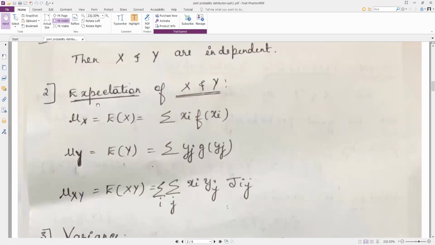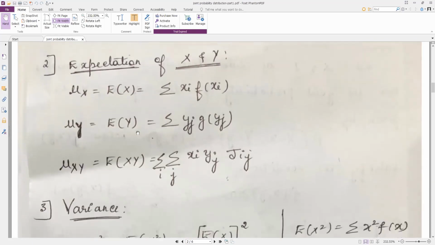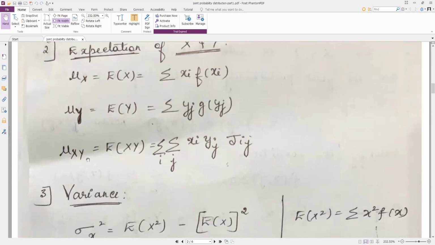Now, the next formula is expectation of x and y. What do you mean by expectation? Mu x, another symbol is E of x. The formula for expectation is sigma xi into f of xi. Similarly, expectation of y, that is E of y, is given by sigma yj into g of yj. And expectation of x into y, mu xy, is given by sigma xi into yj into Jij. So these formulas you need in the problem.